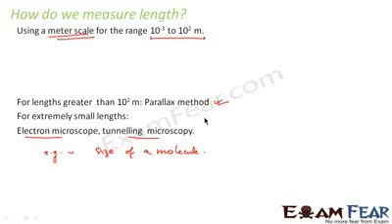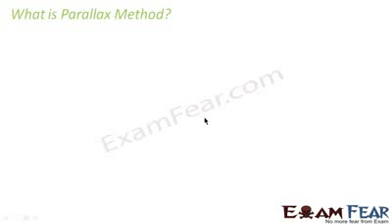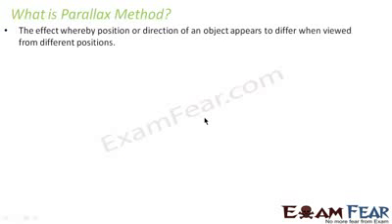Now we will discuss the parallax method in detail. What is the parallax method? Before we discuss what this method is all about, we should first know the meaning of the word parallax. Parallax is the effect whereby the position or direction of an object appears to differ when viewed from different positions. When I say parallax, it means that we are viewing the same object but from two different positions.